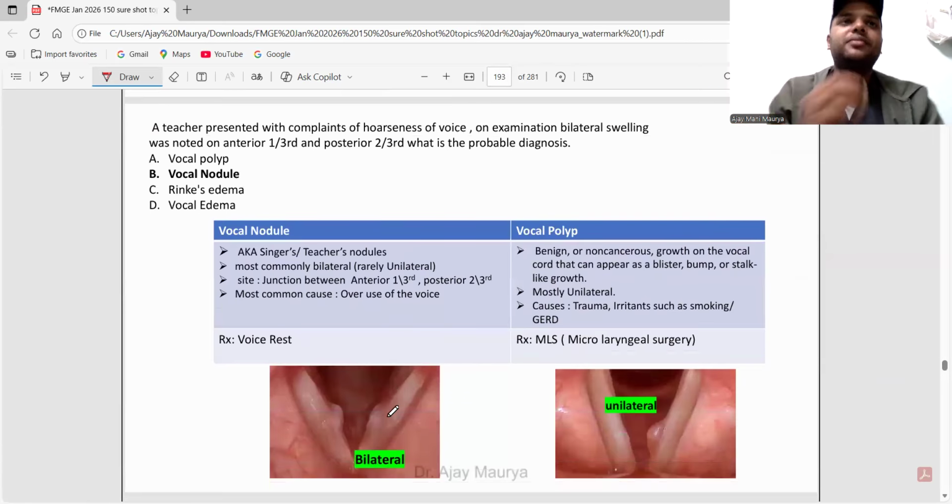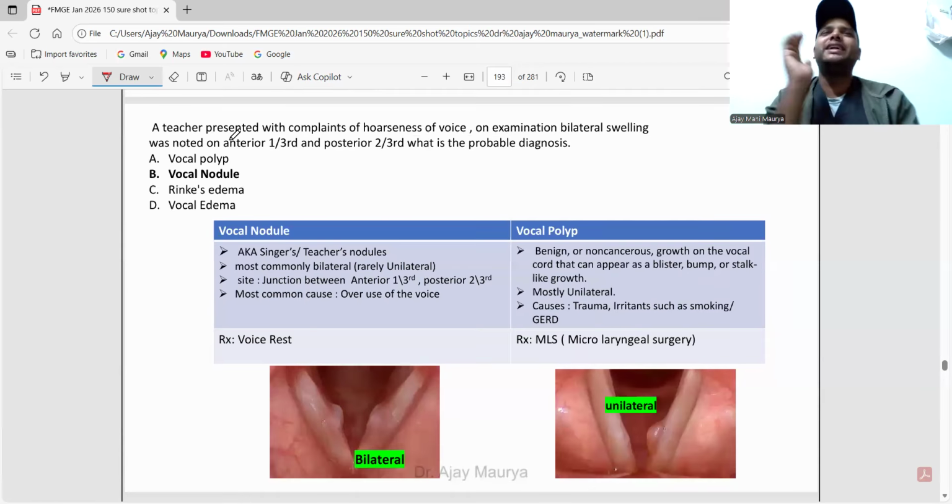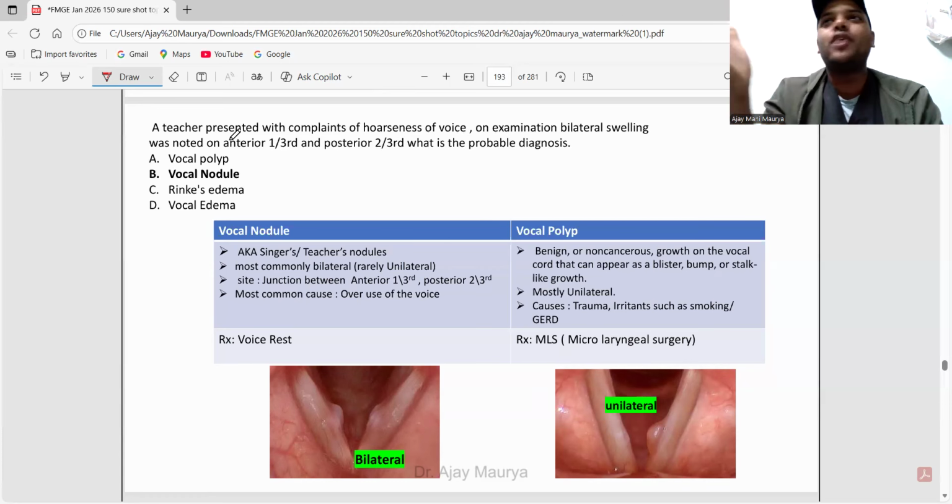Next one, this is the case of vocal nodule and vocal polyp here. Read the question carefully. First of all, what they mention is that a teacher presented. Why do they mention teacher? Why not a boy? Why not a girl? Why only teacher? Because it is most common in teachers. That's why they give this history. Just think, why do they give teacher? Why not a singer? Why not a farmer? That's why you have to think about that one.